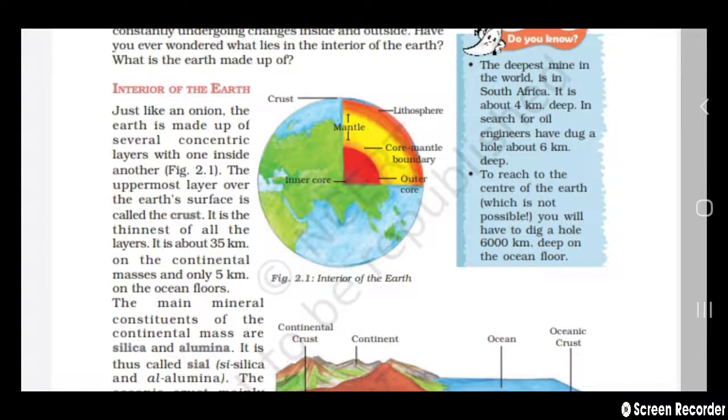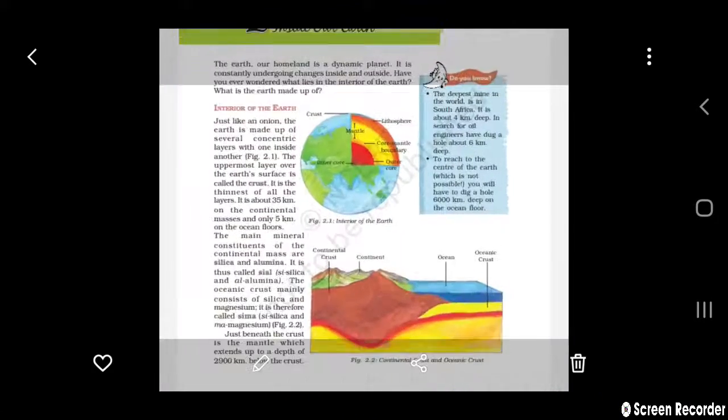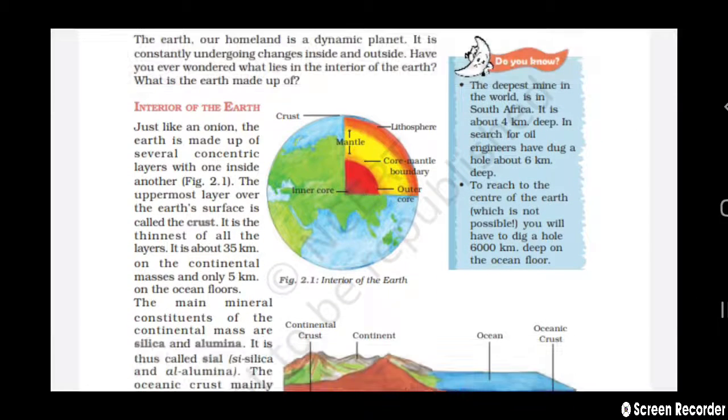Just like an onion, the earth is made up of several concentric layers. An onion also has layers, one beside another, all covered. The uppermost layer over the earth's surface is called the crust.